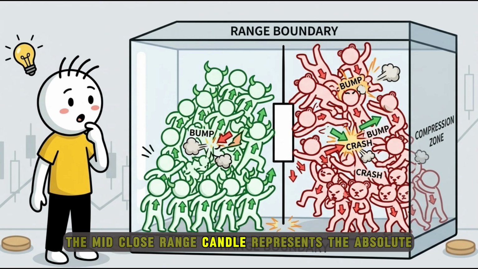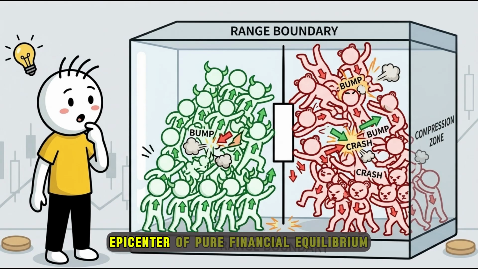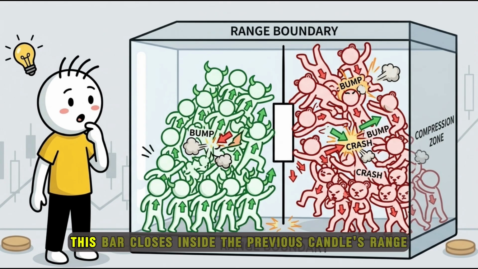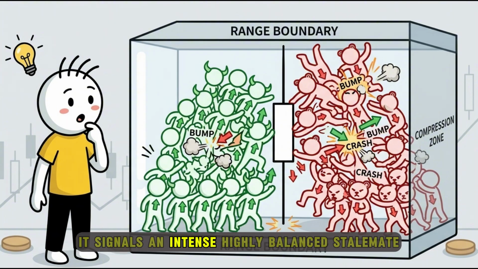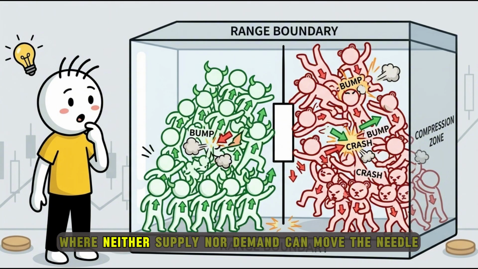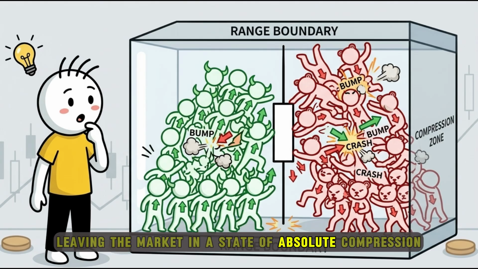The mid-close range candle represents the absolute epicenter of pure financial equilibrium. This bar closes inside the previous candle's range and right in the dead center of its own middle third. It signals an intense, highly balanced stalemate where neither supply nor demand can move the needle, leaving the market in a state of absolute compression.